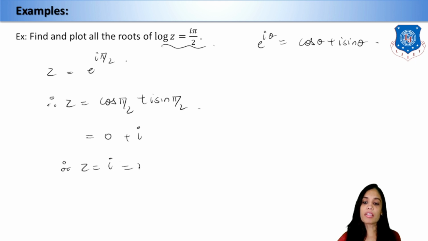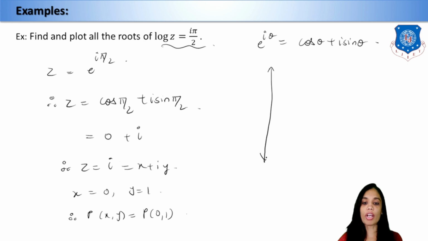i. Compare this with x plus i y. So your x is what? 0, y is 1. So your point P of x comma y is equal to P of 0 comma 1. Now just plot this in your Argand diagram. Okay, so this is the x-axis, this is the y-axis, this is the real axis, right?